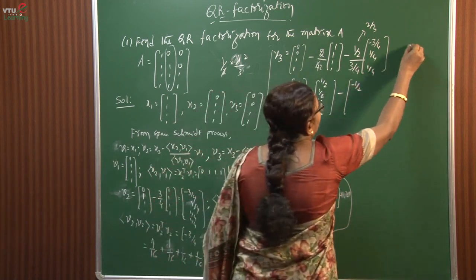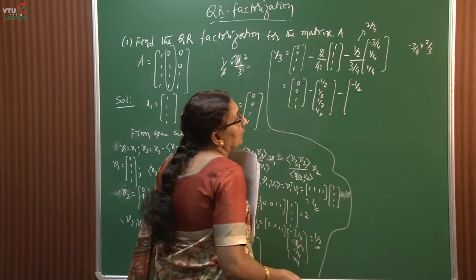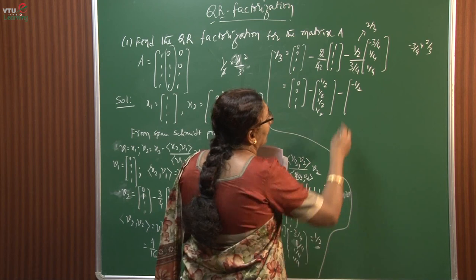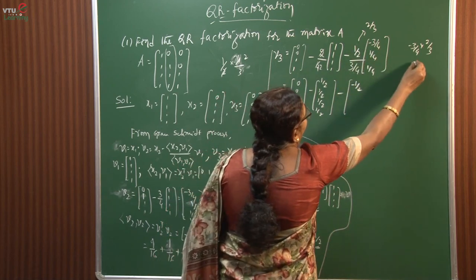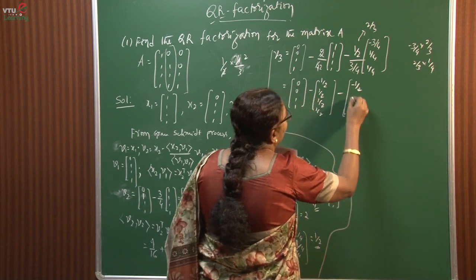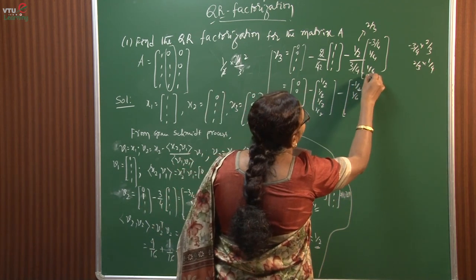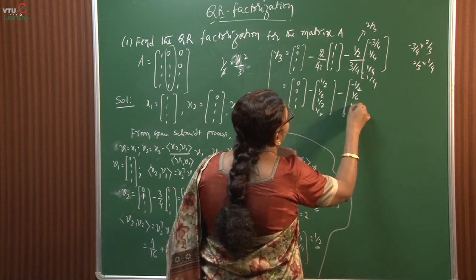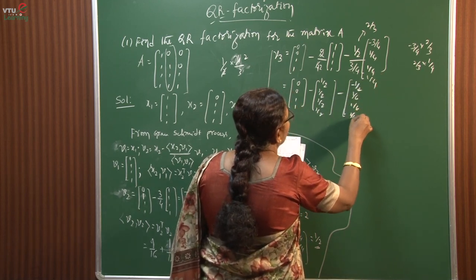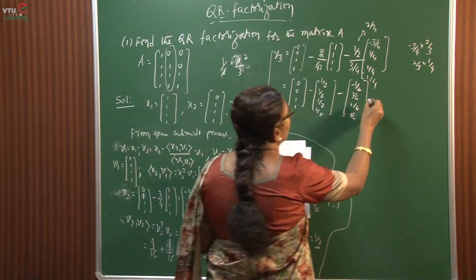Yeah, minus 3 by 4 into 2 by 3. What we get actually? Minus half. Again, multiplied with 2 by 3 into 1 by 4. What we get? 1 by 6. For all, for 1 by 4, what we get? 1 by 6. Okay. And then simplify for this.